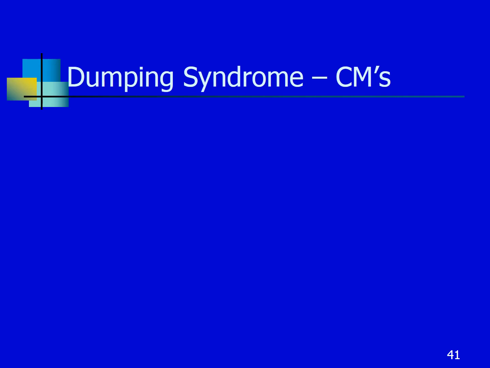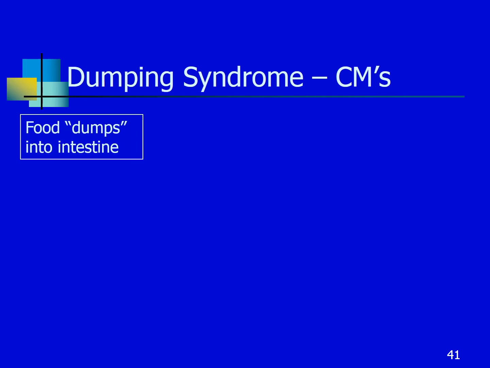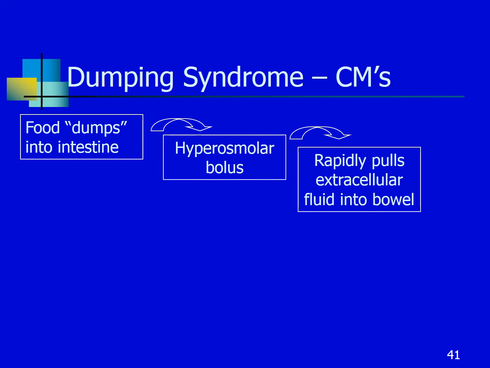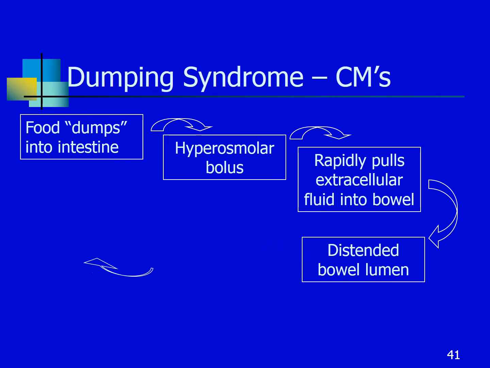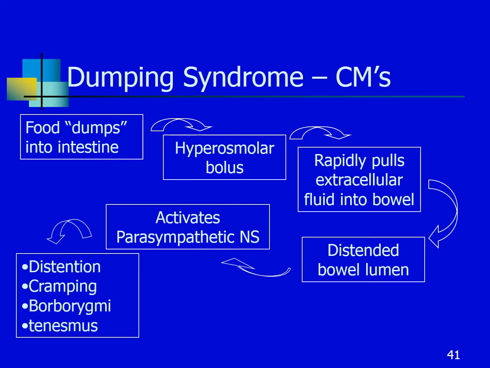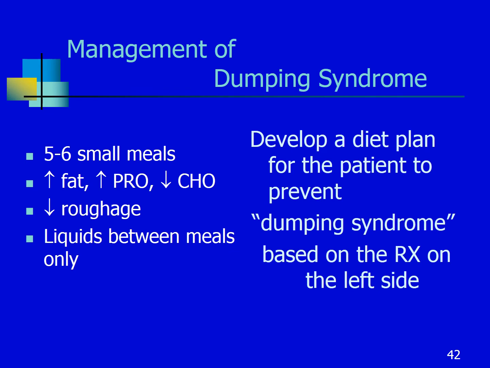All right, so you have the sympathetic nervous system and the parasympathetic nervous system, and they work hand in hand. One fights and the other one tries to relax, right? So because of that dump into the intestine, you still see that hyperosmolar bolus, right? Which leads to rapidly pulling extracellular fluid into the bowel, causing distension in the bowel lumen. And that distension is going to activate the parasympathetic nervous system, which shows the signs and symptoms such as distension, cramping, and tinnitus.